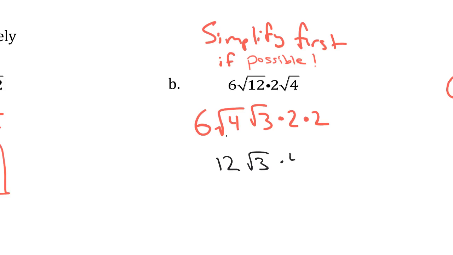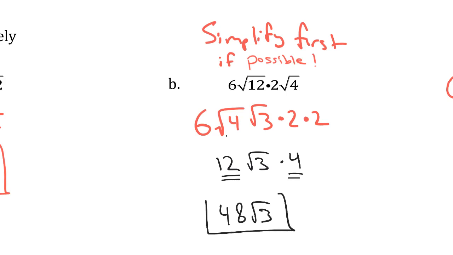2 times 2 is 4. And now I have outside numbers still, so I need to multiply them together. Notice this is all still multiplication. So now I get 48. 12 times 4 is 48, root 3. And that's my final answer. You would get the same thing, but I'm going to show you exactly, it's going to be a lot more work to do it without simplifying first.